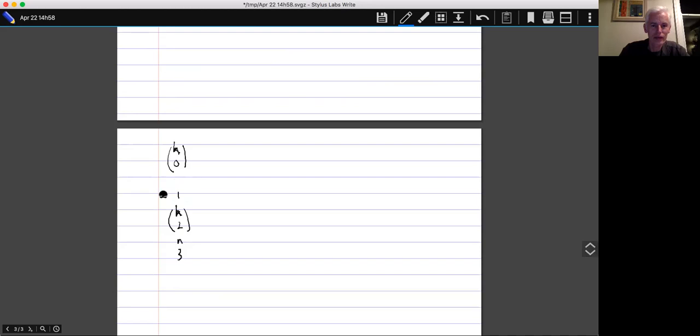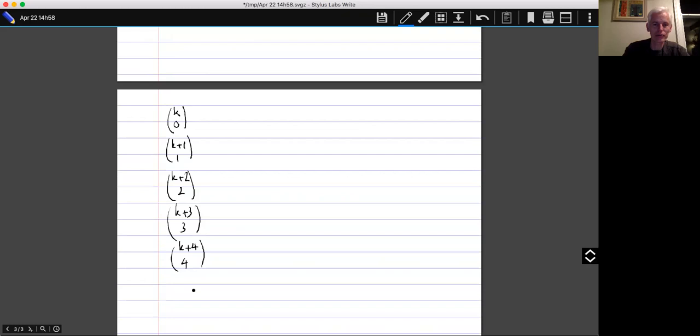So if it's the kth column, then the first entry is in the 0th row. So it'll be K choose 0. The second one will be K plus 1, choose 1, I beg your pardon. So then it'll be K plus 2, choose 2. K plus 3, choose 3. I'm going to imagine I've got an infinite matrix for the moment, because why not? And I can just sort of restrict attention to some finite portion of it whenever I want to, and so on and so forth.